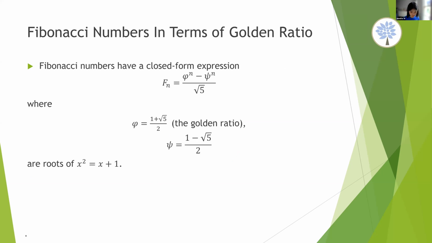Although the sequence is generated recursively, the Fibonacci numbers actually have a closed form expression, so they can be found from calculating the difference of powers of the roots of the quadratic we've seen. So here, b is the golden ratio, and c is the other root of the quadratic, 1 minus root 5 over 2.